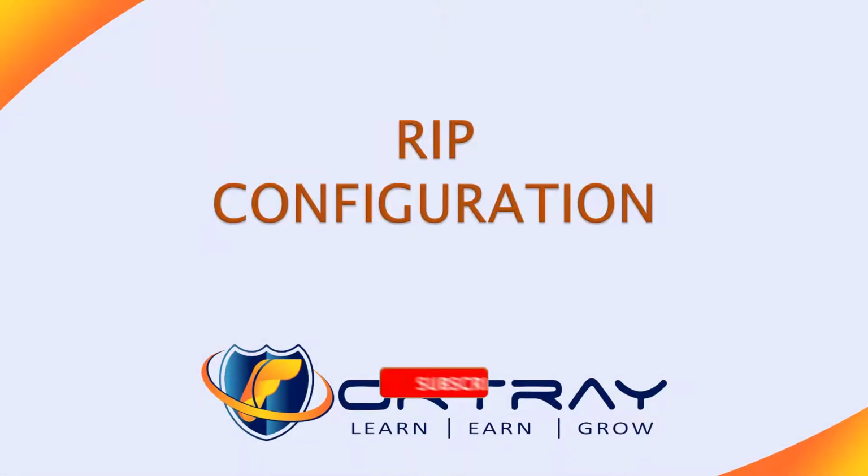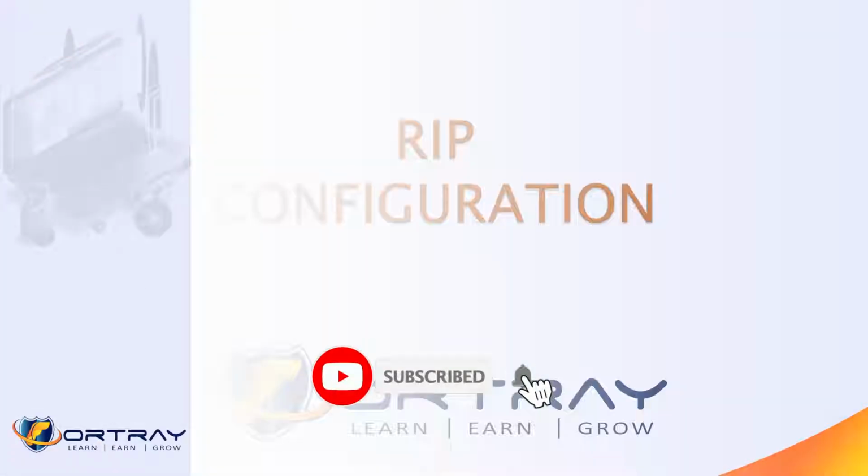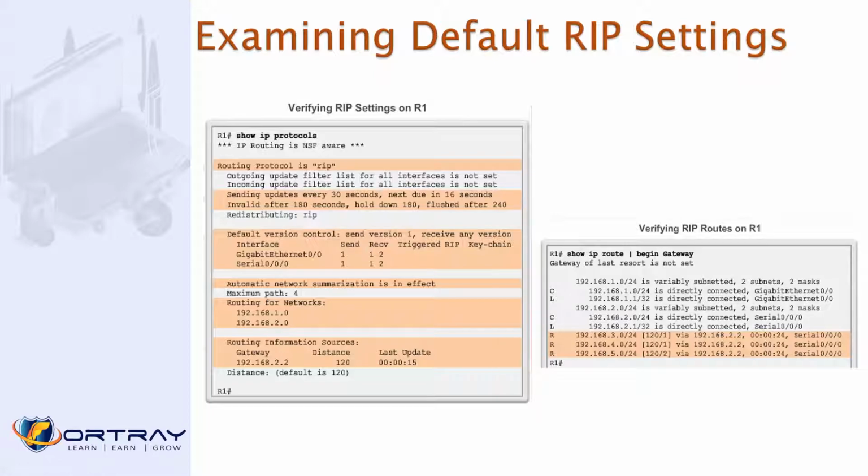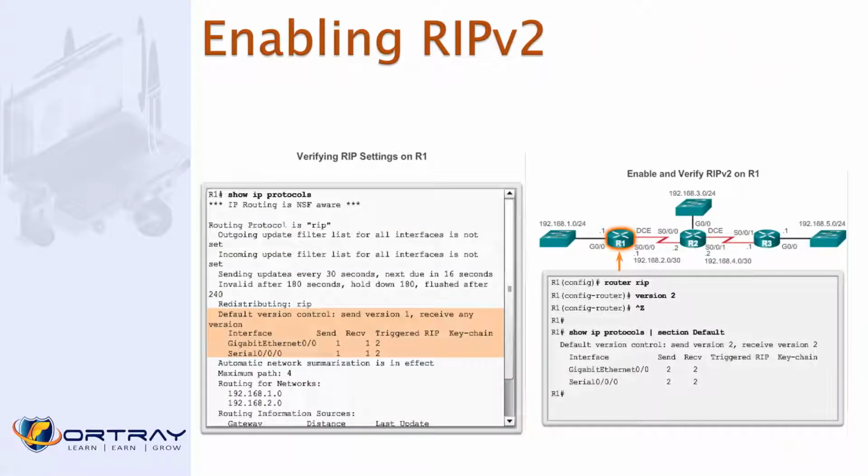RIP configuration. As I explained, to enable RIP you need to go to router RIP and advertise the networks you know about. Show IP protocol and show IP route are the commands to verify. You can enable RIP and verify; this is version 2.